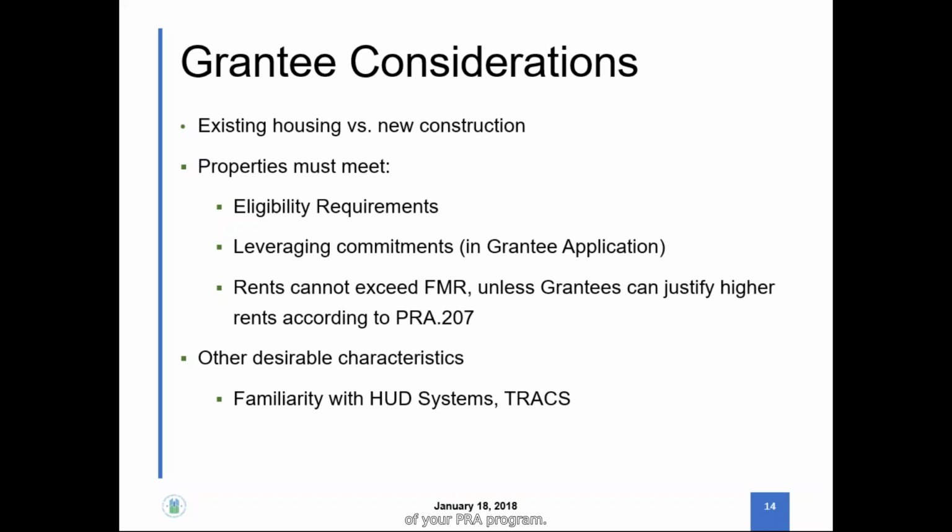Other considerations include if a property is familiar with HUD systems, especially the TRACS system, which is a fairly complex HUD system required for tracking household characteristics, including household income, and it's used for requesting 811 PRA payments. If a property does not have familiarity with HUD systems, it's possible that the property management company that they work with does have that expertise and can assist the property to meet those additional requirements.